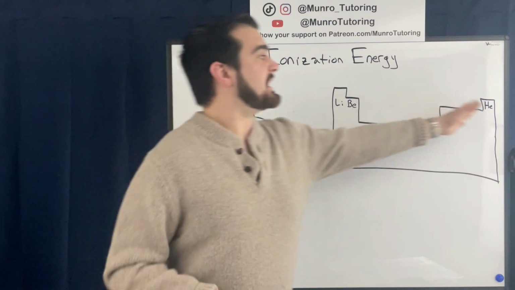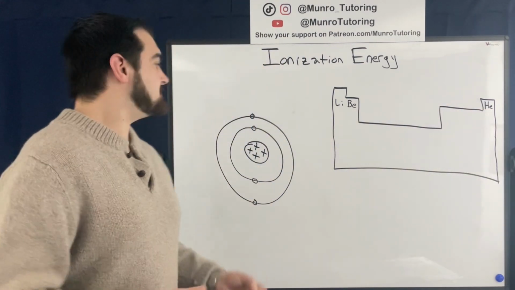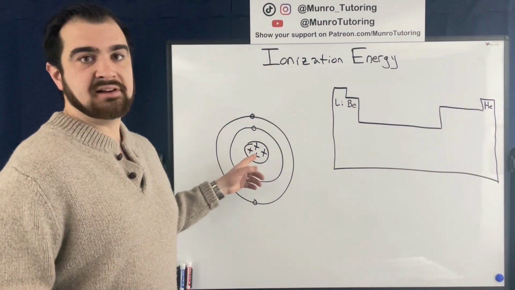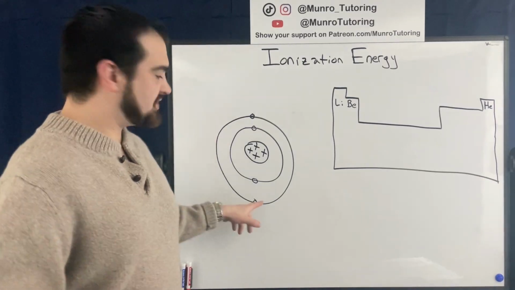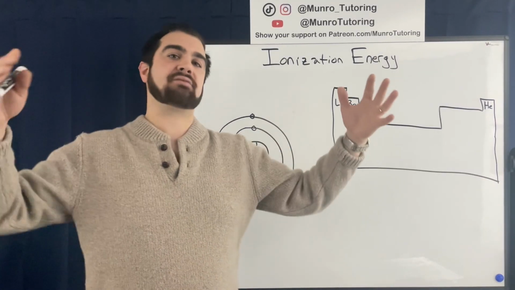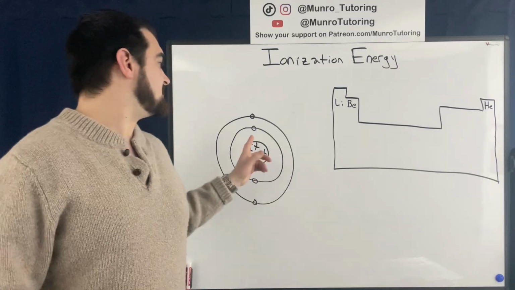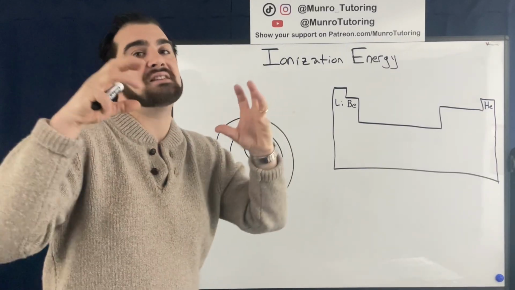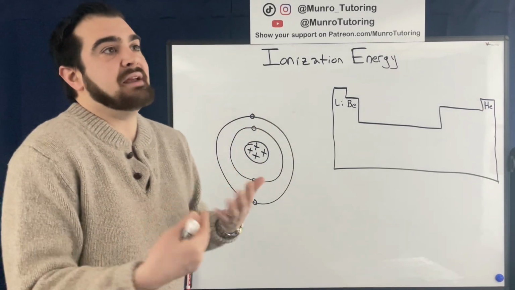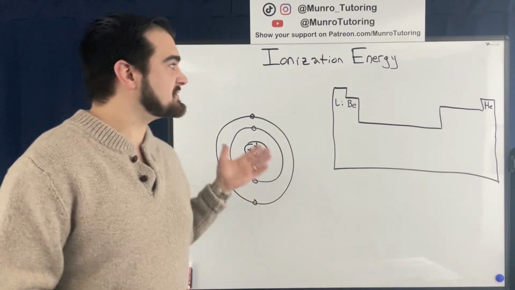And then as we go to the right, the reason they get smaller is because we keep adding protons to the nucleus and more electrons to the valence shell, but we're not adding new shells of electrons. So the increased nuclear charge pulls all those electrons in tightly and makes the element smaller, makes that atom smaller.